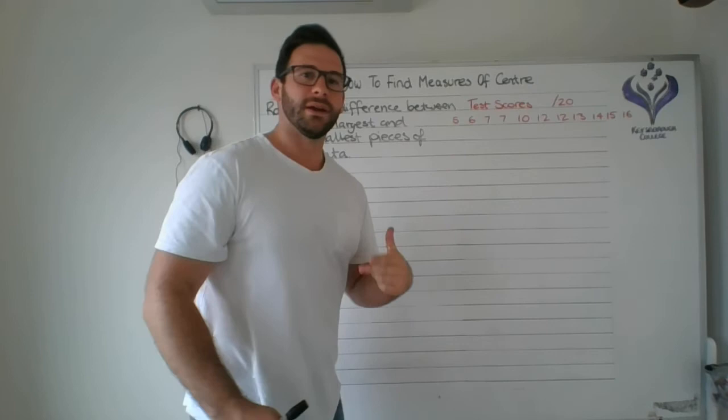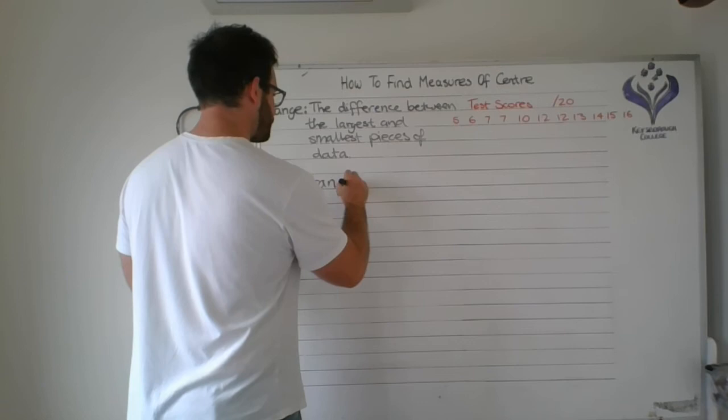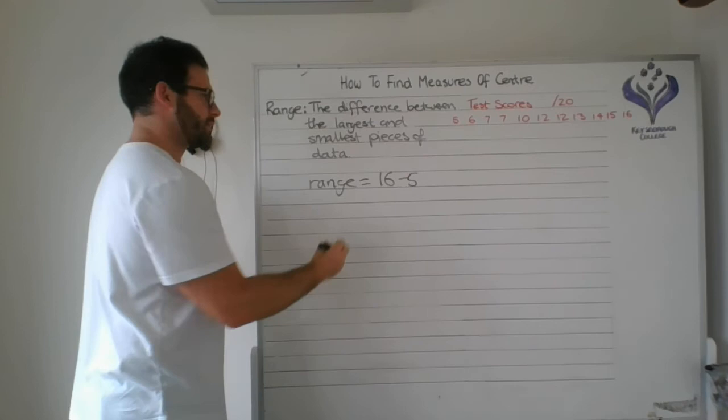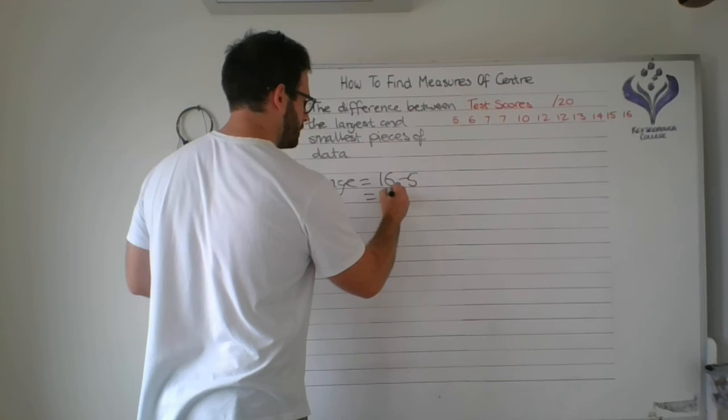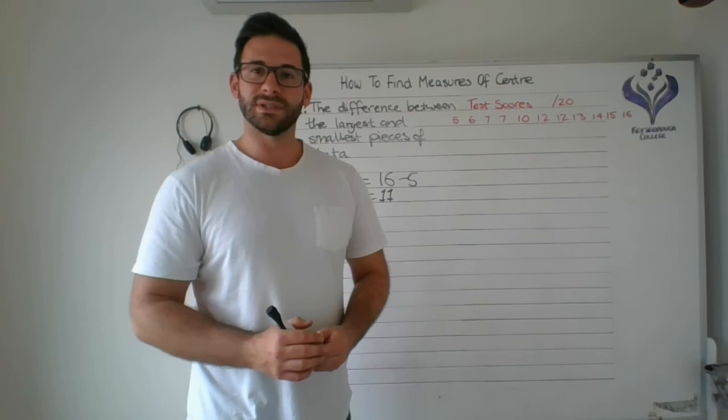So range is going to be 16 minus 5. Simple stuff, 16 take 5, we're going to be left with 11. So the range in our test scores was 11.